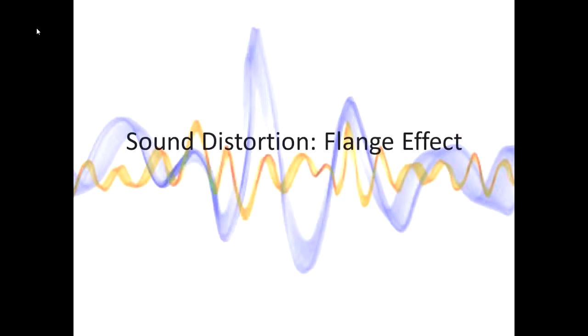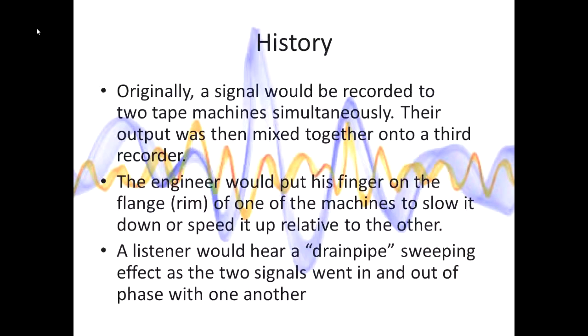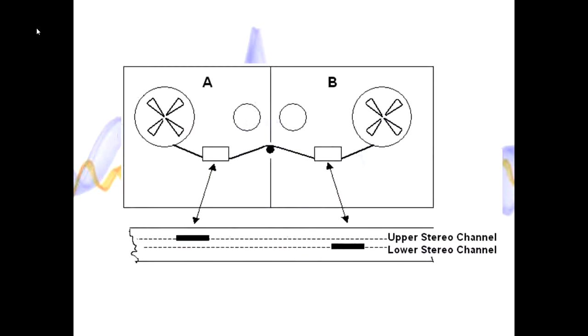Alright, I'm going to be talking about sound distortion, specifically the flange effect. Originally, this was done by essentially taking the audio that was playing in two tape machines and slowing one of them by putting a finger on the flange, or the rim, of the device. And this would cause a drain pipe or a sweeping effect as the two signals would go in and out of phase with each other.